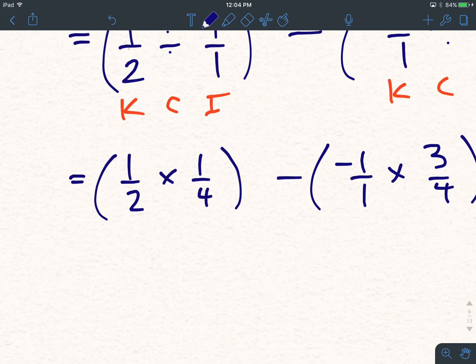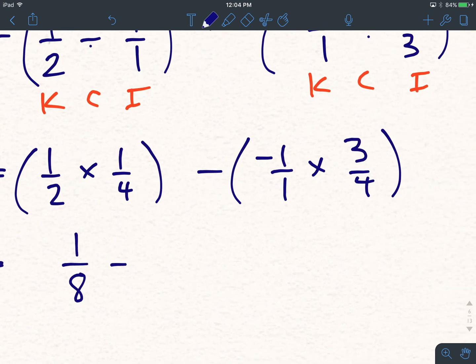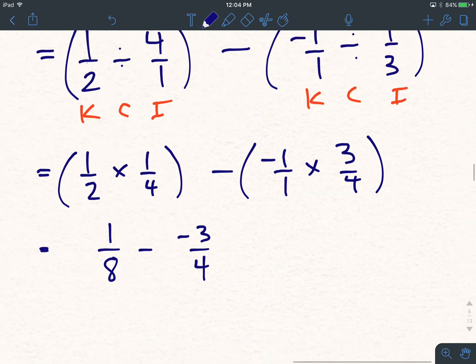There is no reducing to be done here. We have 1 over 2 times 1 over 4. So let's just do that. Numerator times numerator, denominator times denominator. And in our second term, again, no reducing to be done. So numerator times numerator, denominator times denominator. And there we have it.